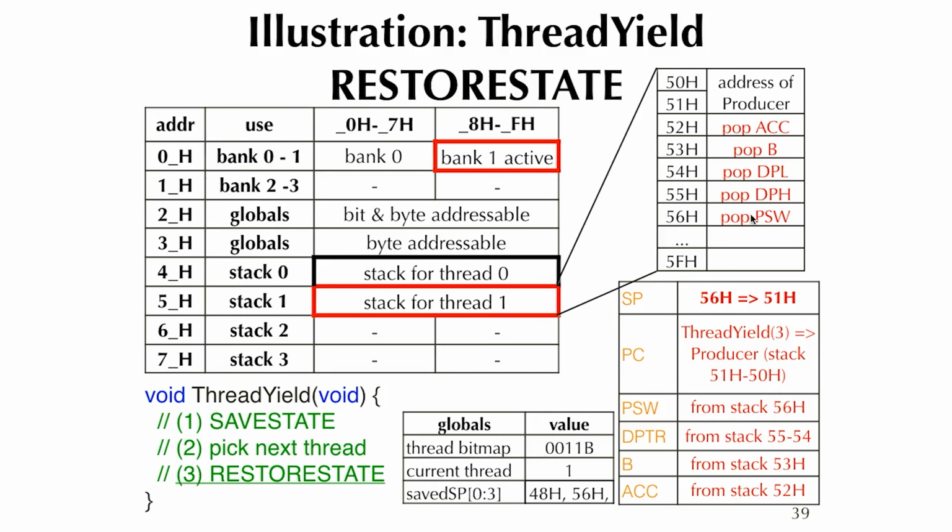But then it's still part of restoring that state. So it pops PSW. Now PSW contains a register bank number, so as a side effect it also restores your register bank. So now bank 0 is no longer active. As soon as you pop PSW from the stack, bank 1 becomes the new register bank, and then DPH, DPL, B, A, and now these are all done. Finally, it does a return, and so it returns to producer. Okay, so that's how producer starts running.